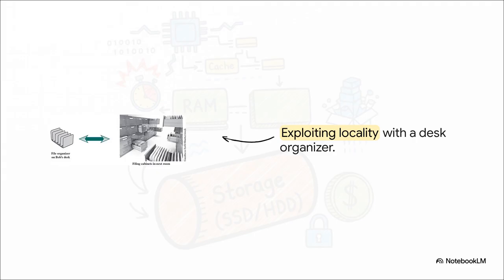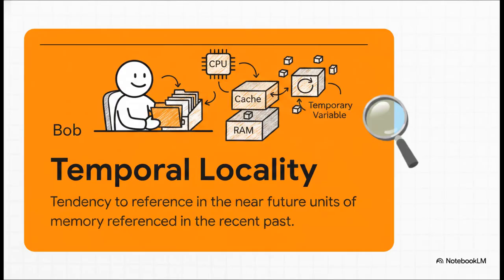Computers do this too. During execution, the memory references made by the processor naturally tend to cluster together. And this clustering happens in 2 distinct ways. First up is temporal locality. This is simply the tendency of a program to reference in the near future exactly what it just referenced in the recent past. Think about Bob again. If he just read a specific folder, he keeps it right there on his desk organizer because logically, he's probably going to need it again very soon. Inside a computer, this exact behavior happens all the time during iterative loops or when it's using temporary variables.